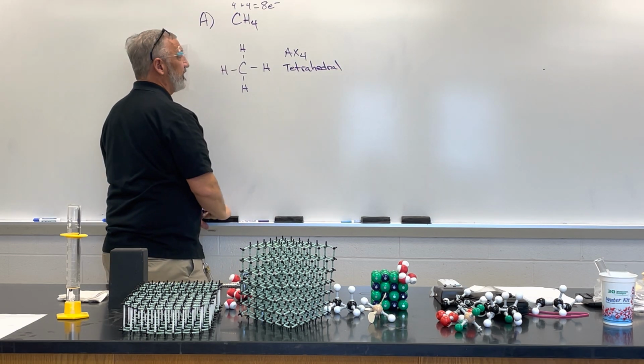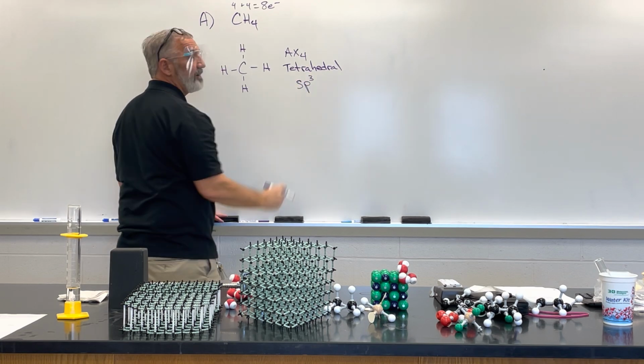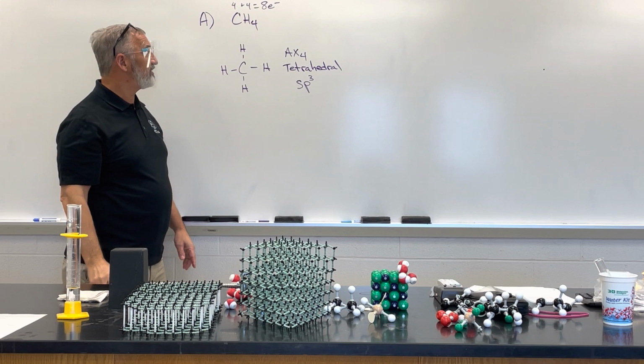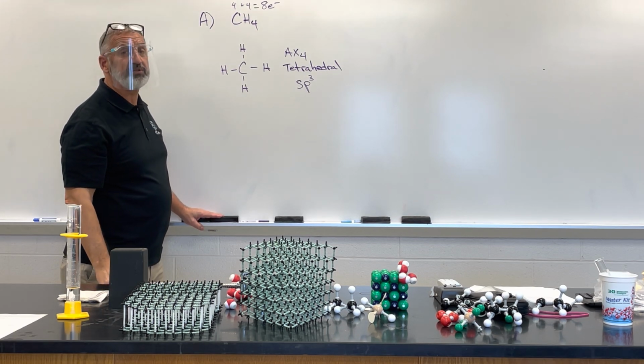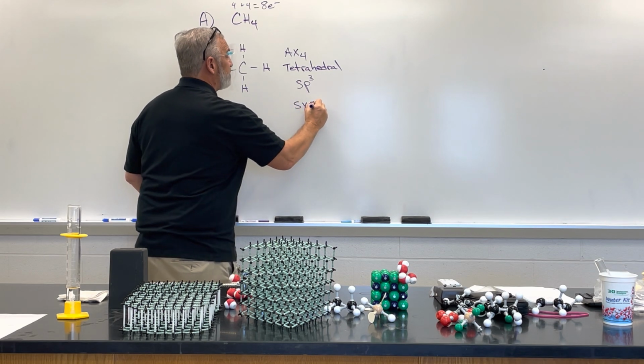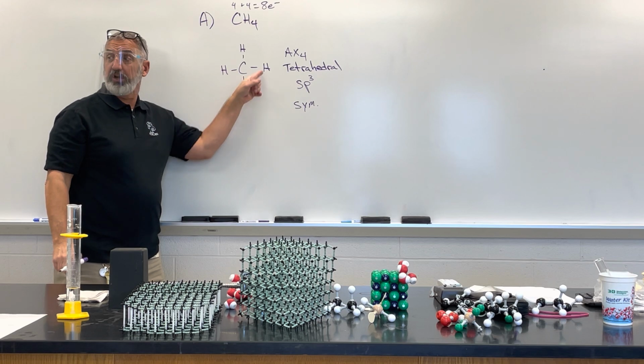Tetrahedral. Okay? And because it's 4, we know it's going to be sp3 hybridization, because 1 plus 3 equals 4. And then the shape. Now, is it symmetrical or asymmetrical? Symmetrical. Okay? Again, symmetrical. There are no lone pairs on the central atom, and all the bonding atoms are the same.